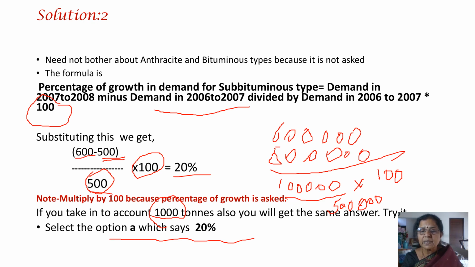So now, how many zeros are there? 5 zeros. So remove these 5 zeros, and here also remove the 5 zeros. And divide 100 by 5. You get 20%. So in order to do it fast, I am not multiplying it by 1000 because all the figures are in thousands. We are not multiplying here. You will get the same answer. Try it on your own. I hope you got it. And option A is the correct answer because it is 20%.